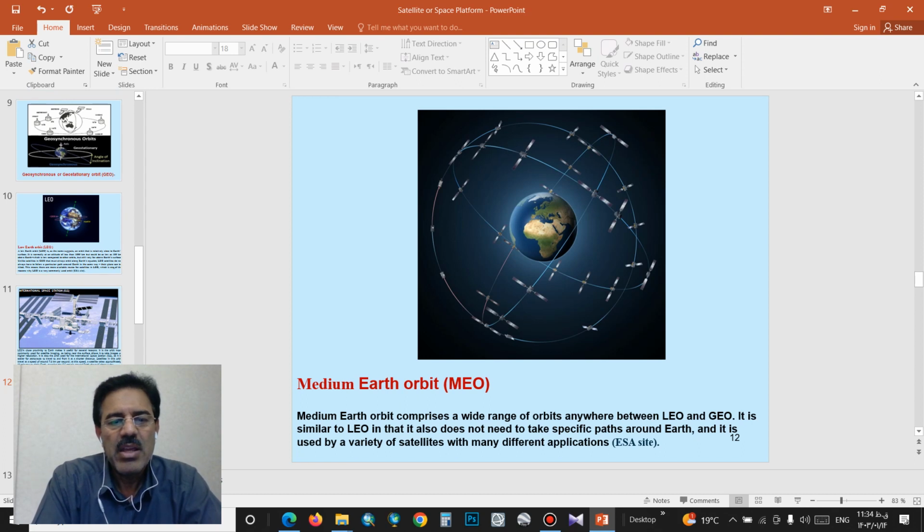MEO, Medium Earth Orbit. Medium Earth orbit comprises a wide range of orbits, anywhere between LEO and GEO. It is similar to LEO in that it also does not need to take a specific path around Earth, and it is used by a variety of satellites with many different applications.